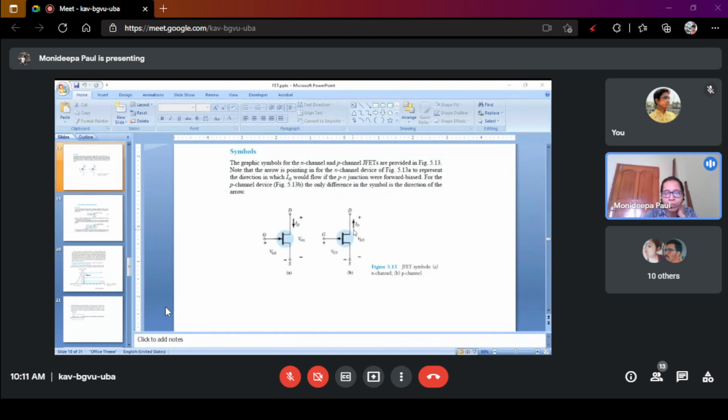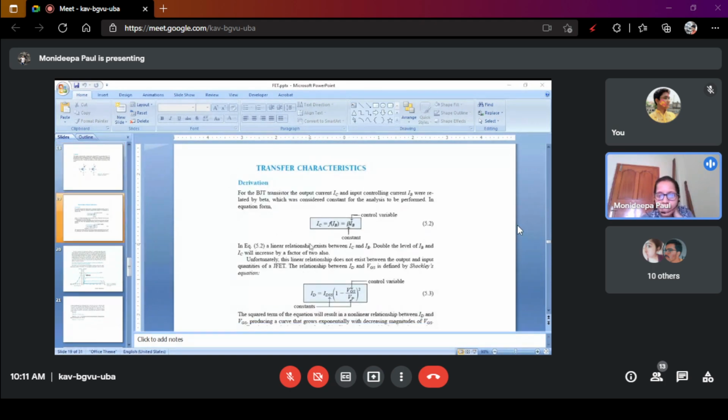Here you see the direction of the current. In case of N channel FET, current is flowing from source to drain because this is the positive terminal. In P channel FET, current is flowing from drain to source. The direction of the current is just opposite in all the cases. Gate current is flowing in this way, gate current is flowing in this direction. Okay, this is the symbol of FET.